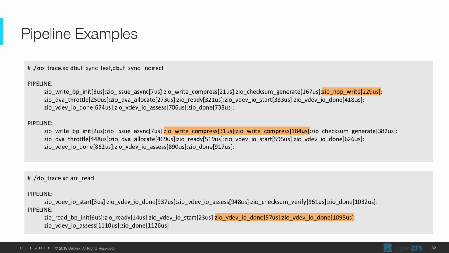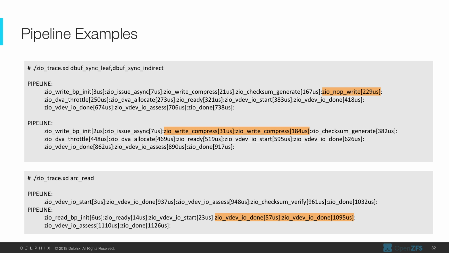So in this case, I was tracing all ZIOs that were being executed from debuff sync leaf and debuff sync indirect. This is where we actually do the syncing of a transaction group to disk. So a couple things to note.